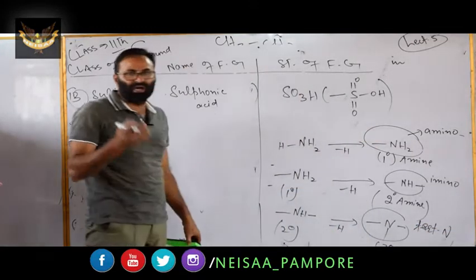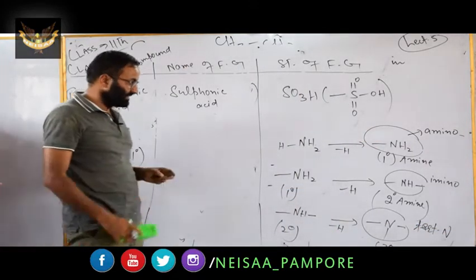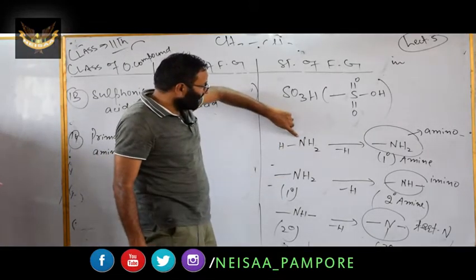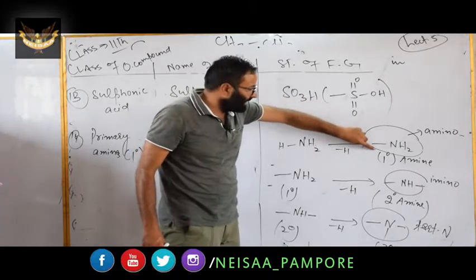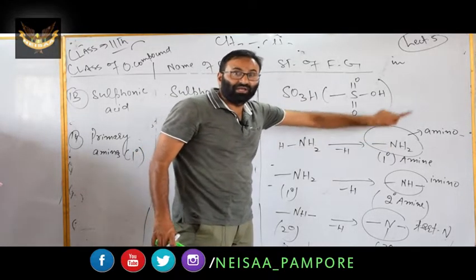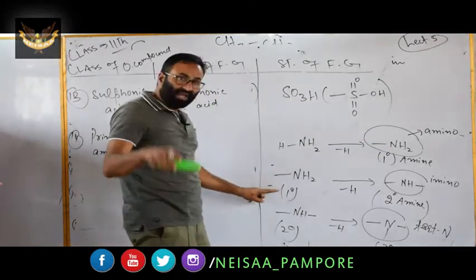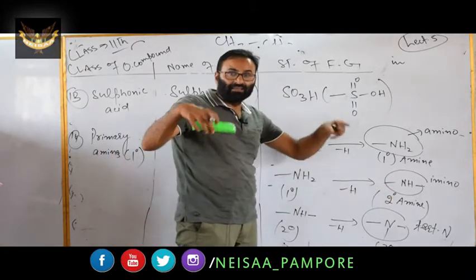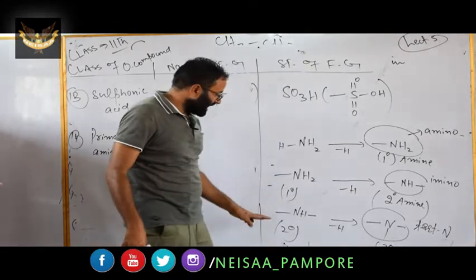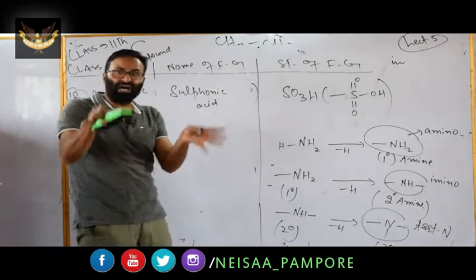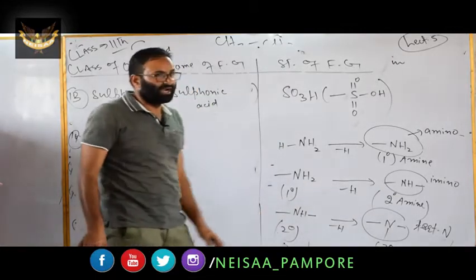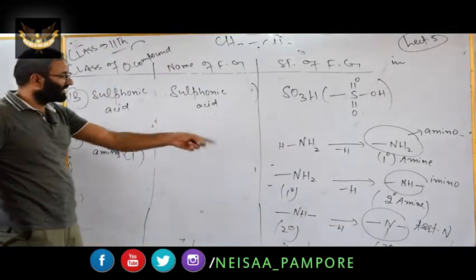Dear students, you have to remember these 3 important replacements. If you remove one hydrogen from ammonia, you get 1 degree amine. The functional group is NH2, the name is amino. If you remove another hydrogen, you will have NH, it is 2 degree amine, the name will be imino. In the same way, if you remove the last hydrogen also, it is 3 degree amine, tertiary nitrogen. You have to remember these 3 classes.